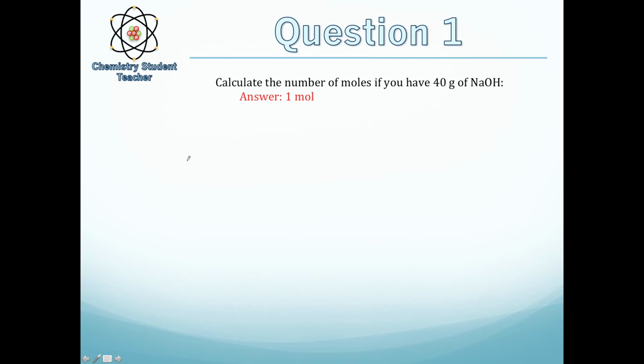So look at question 1. Calculate the number of moles you have if you have 40 grams of NaOH. Because we're using a solid, we want moles and we have grams, which indicates solid. We want number of moles equals mass over molar mass. Because we want to find out moles, we have mass, and we can get the molar mass by looking at a periodic table.